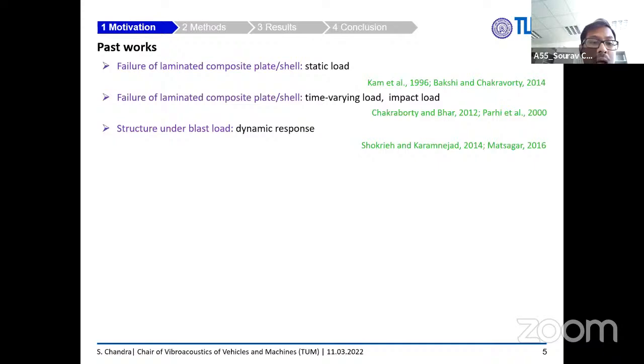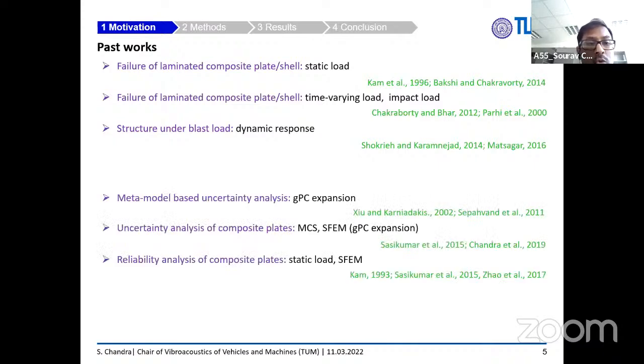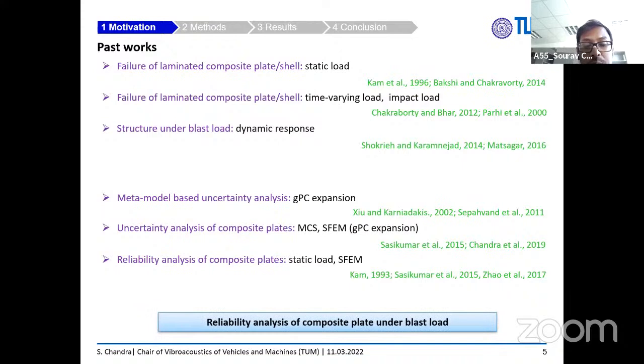And when we consider the uncertainty, we can use the Monte Carlo simulation, generalized polynomial chaos expansion, etc. And there are some studies on uncertainty analysis of the composite plate using stochastic finite element model or Monte Carlo simulation. And there are also some studies available for reliability analysis using the meta model or the Monte Carlo simulation, but most of the studies are concentrated on static load. So in that scenario, our aim is to study the reliability analysis of the composite plate under blast loading.